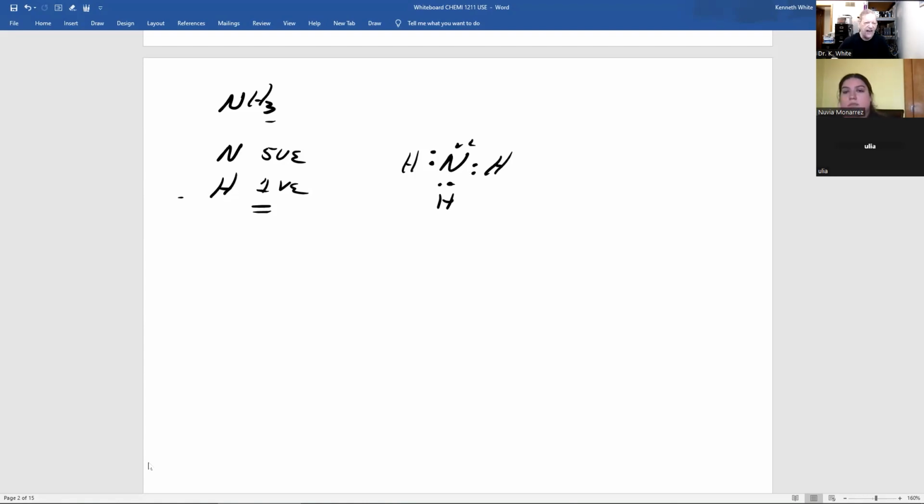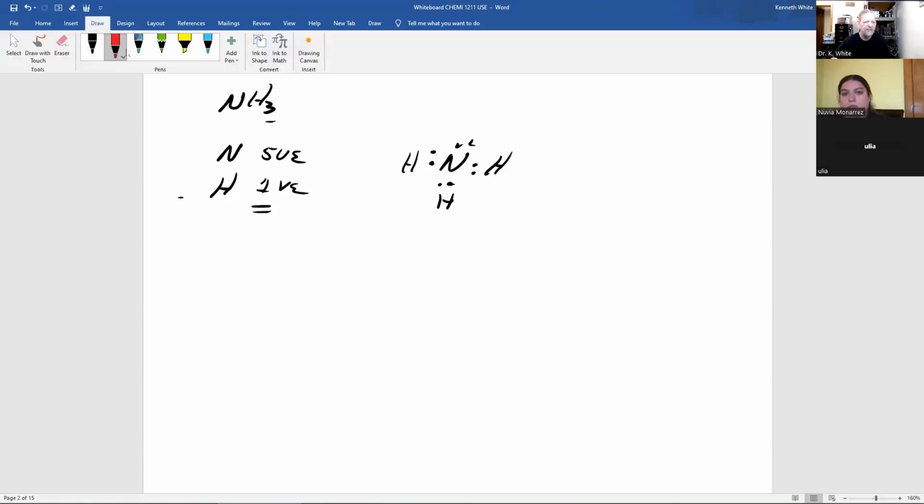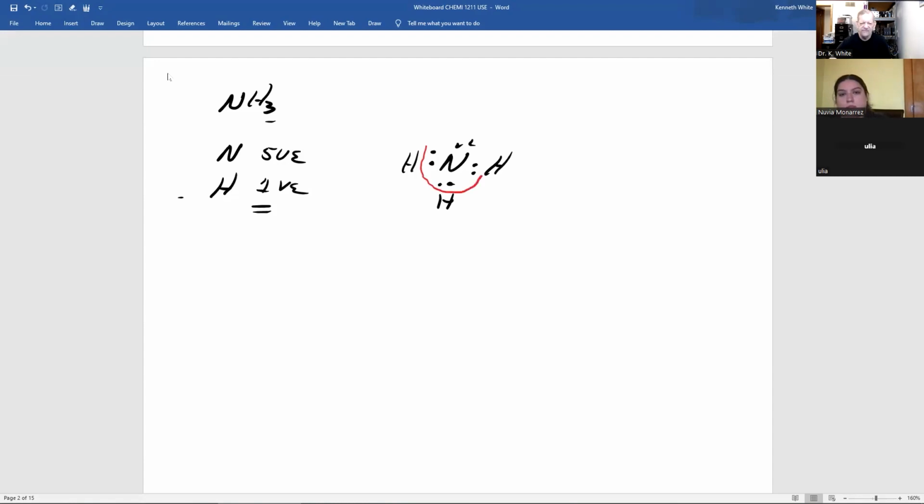Now, let's look at this molecule. If I put a red circle around all of the electrons nitrogen has, both shared and non-bonding, that's the 2 on the top, how many are there? I'll let you count first. Yeah, you're right. 2, 4, 6, 8. And that's an octet. Now let's look at hydrogen.